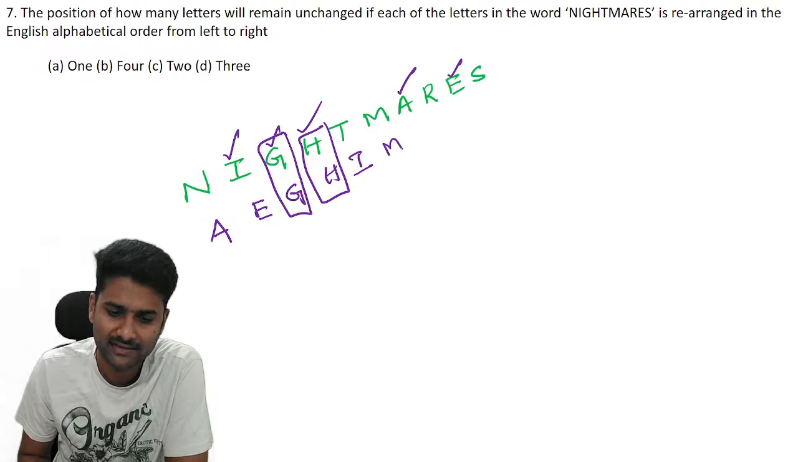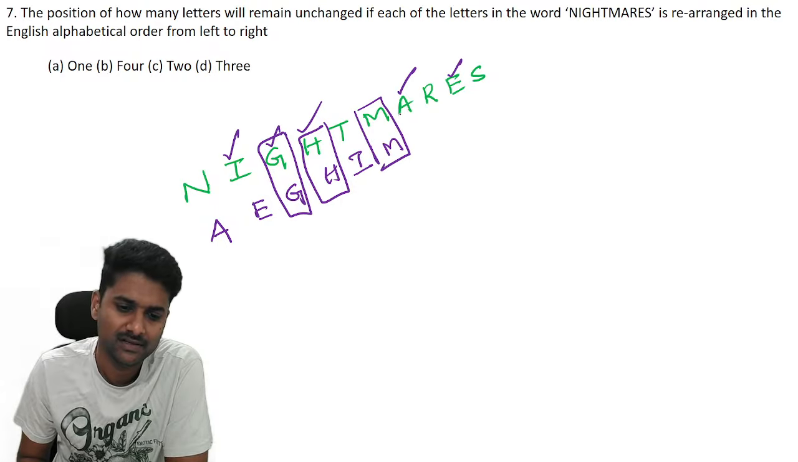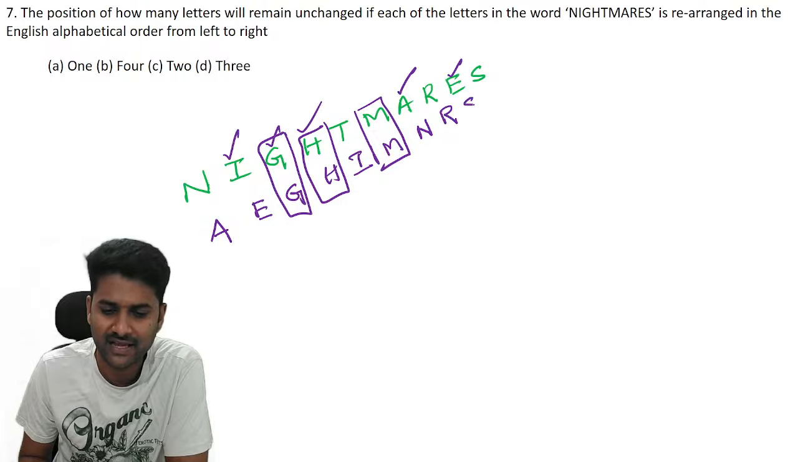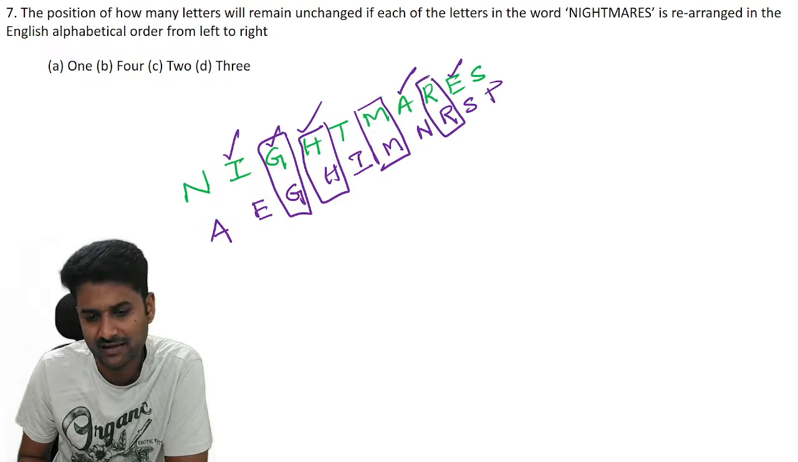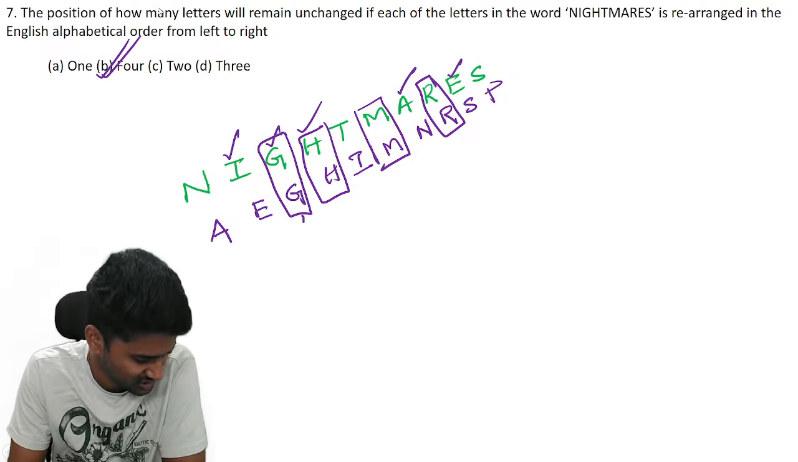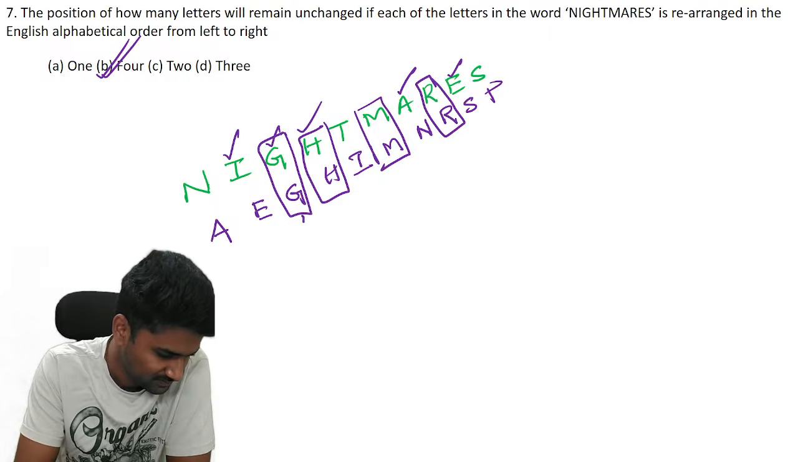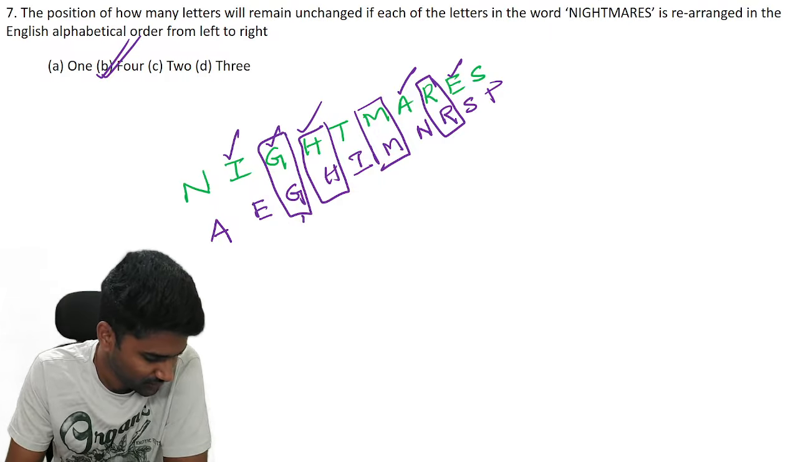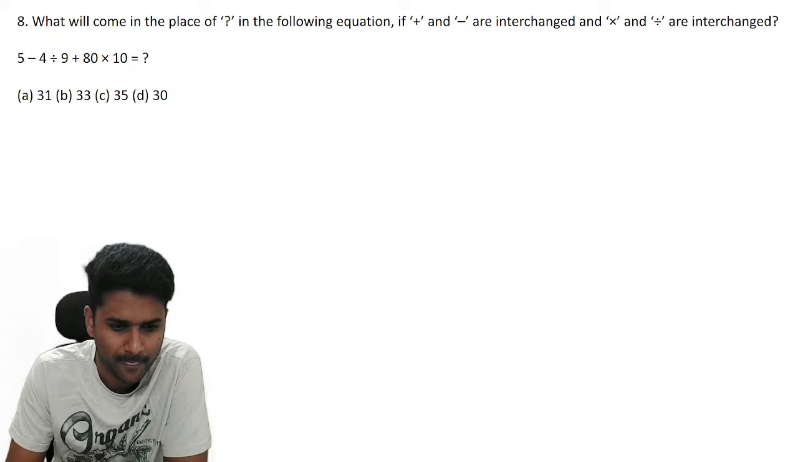Next letter M. So we are done with M also. M is 13th letter. After M is N. After N, R. Next one S, T. So still R is also same position. So total we have 4 letters remains unchanged. Yes, 4 letters remains unchanged.